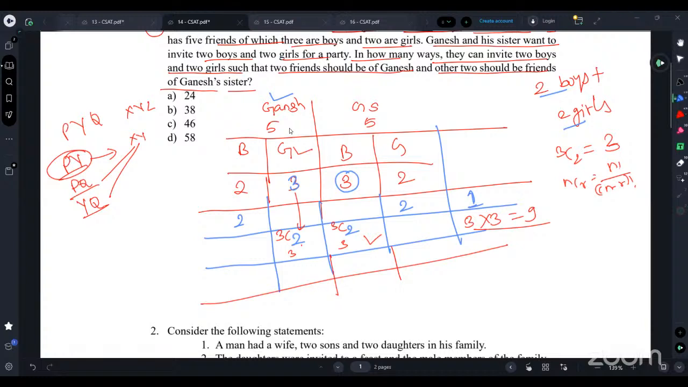I can call one boy out of Ganesh's friends, one girl, again one boy from his sister's friends and one girl from his sister's friends, right? So how do we do this now? Here it will be 2C1, right? Here it will be 3C1, again here it will be 3C1 and 2C1. So if I do this, 2C1 is basically 2, right? 3C1 is basically 3, right?